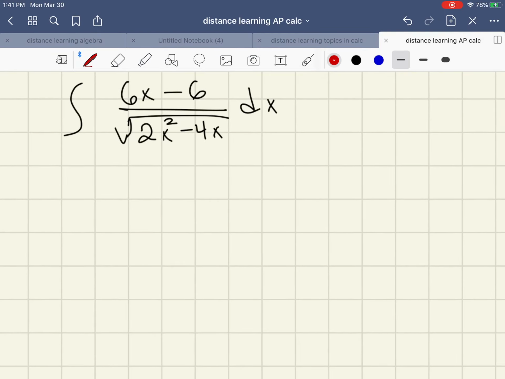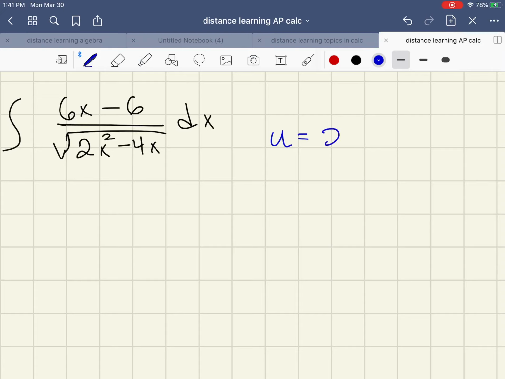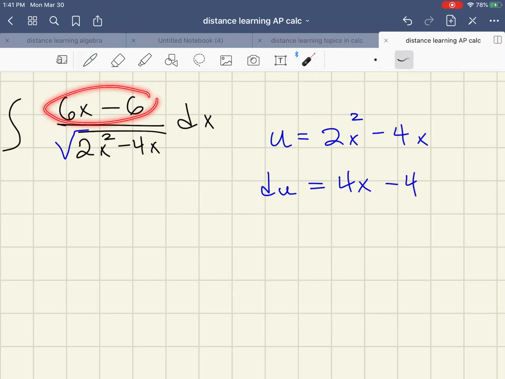All right, last one. Sometimes it just takes a leap of faith. So I'm looking inside. That's a terrible looking square root. Inside the square root is probably going to be my u. Find my derivative. I get 4x minus 4. Now you can see that that is not exactly what I need.